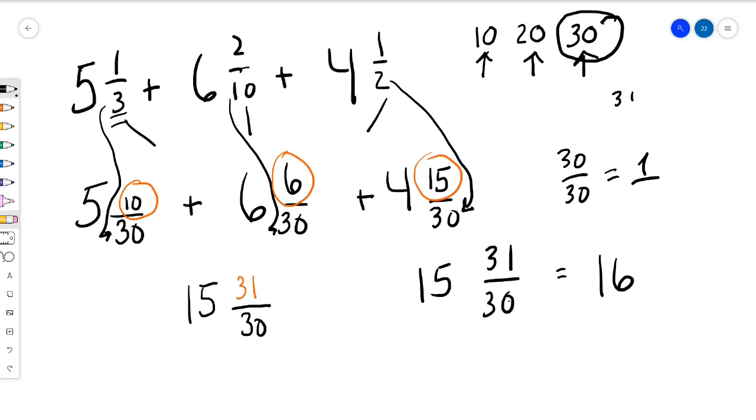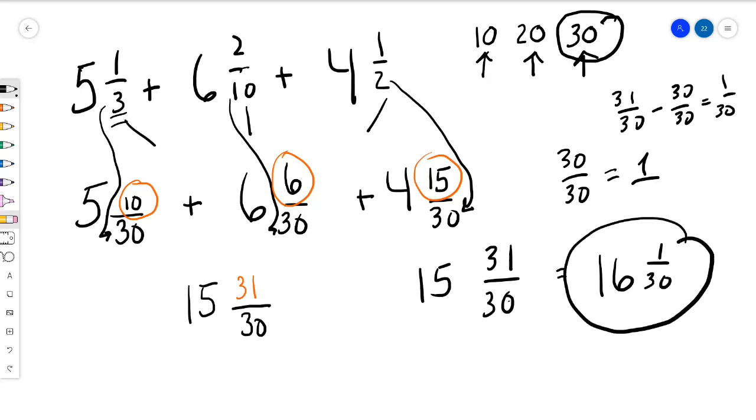What I'm really doing here is I'm taking 31 over 30 and I'm subtracting 30 over 30. And that gives me 1 over 30. Now I have this written in nice format with a whole number and a proper fraction. Okay? Let's go on to subtracting mixed numbers.